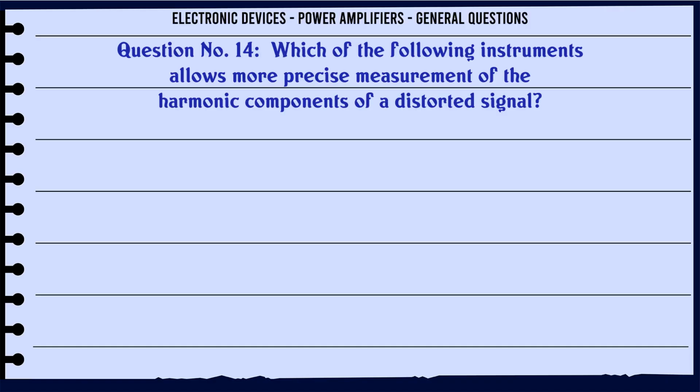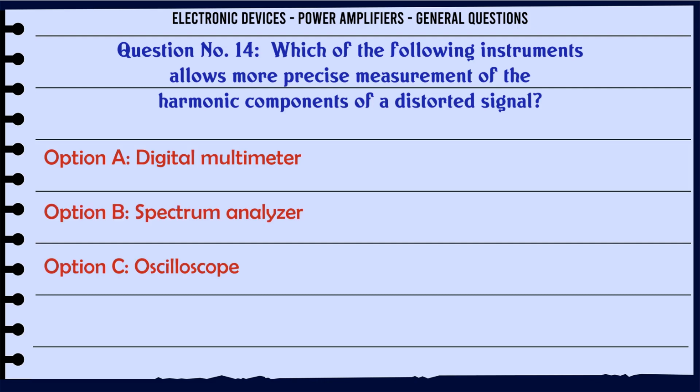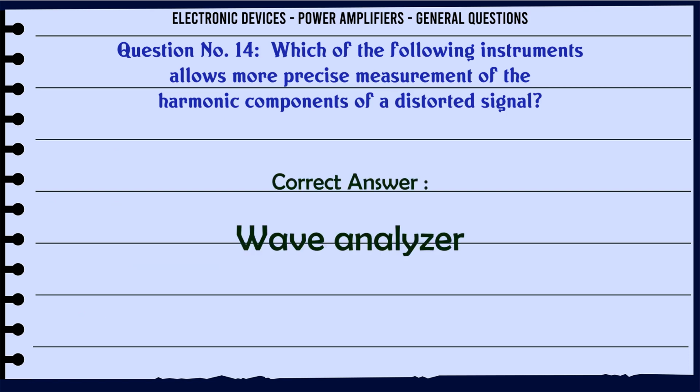Which of the following instruments allows more precise measurement of the harmonic components of a distorted signal? A. Digital multimeter. B. Spectrum analyzer. C. Oscilloscope. D. Wave analyzer. The correct answer is wave analyzer.